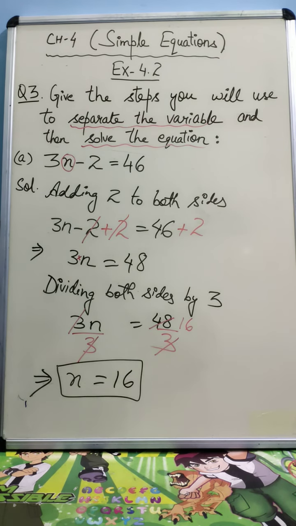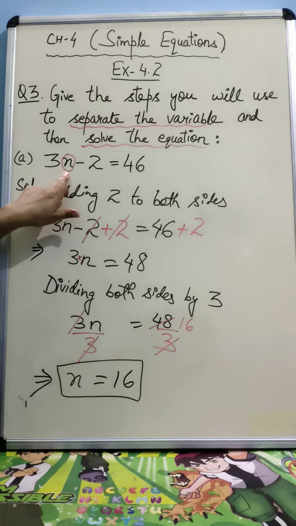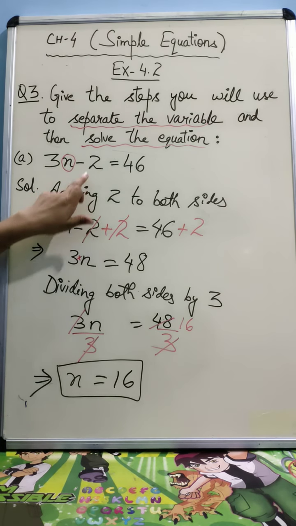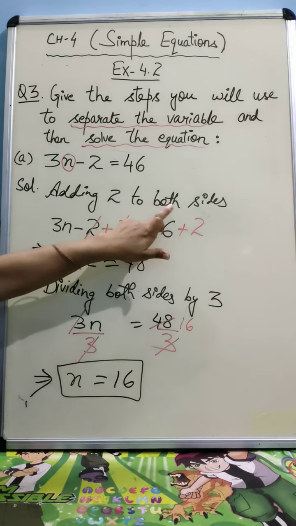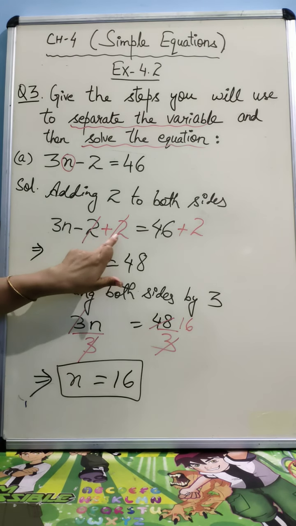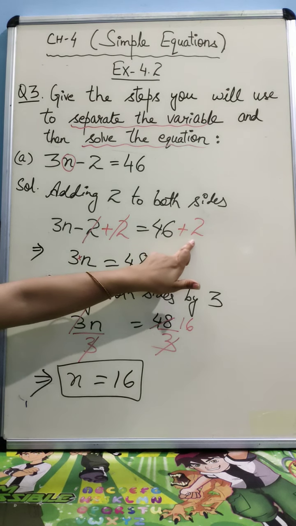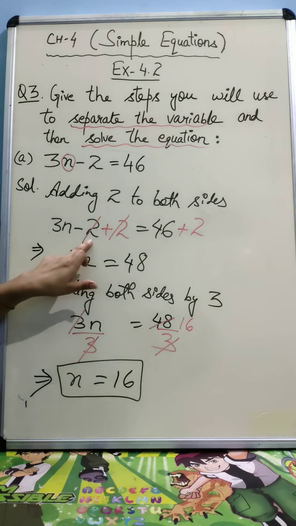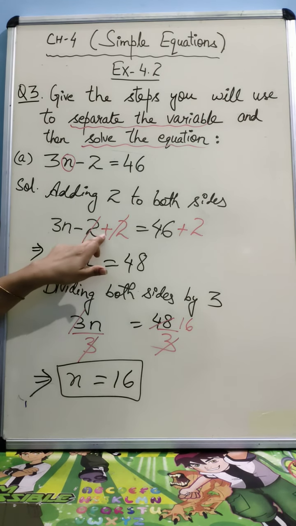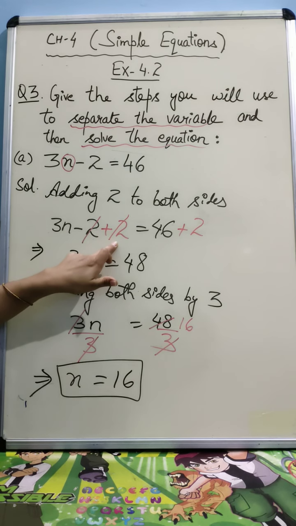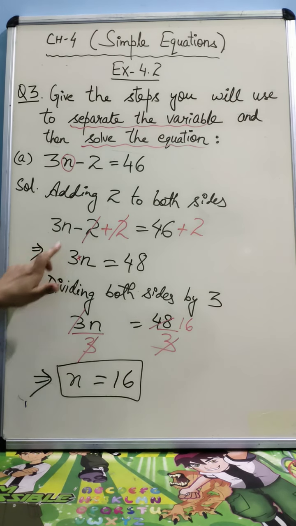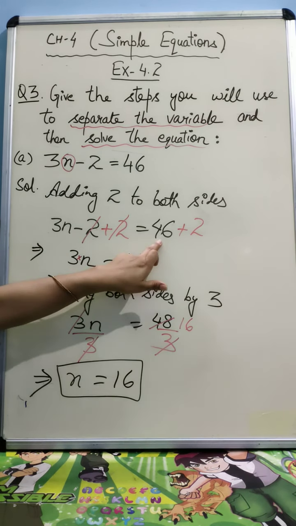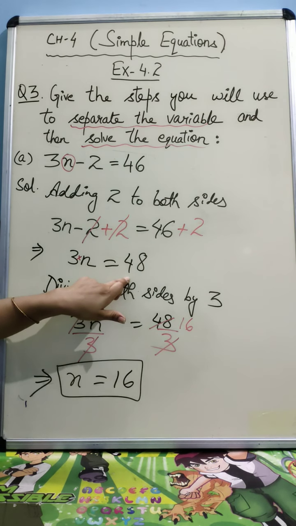Okay, so again I'm repeating the solution. How you have to do? First you will remove this minus 2. So to remove the minus 2, we have to add 2 to both the sides. So we will add 2 here also and in the RHS also. Then 2 and 2 same numbers but opposite signs, so they will cancel. What remains? Only 3n. And here 46 plus 2 is 48.